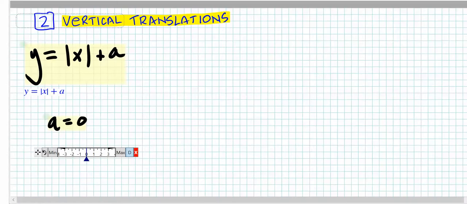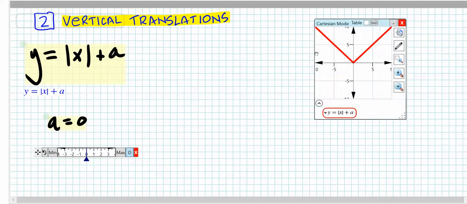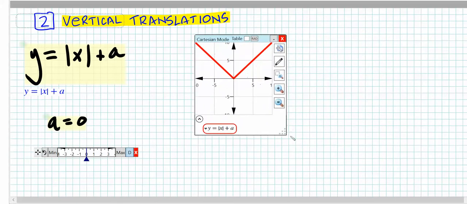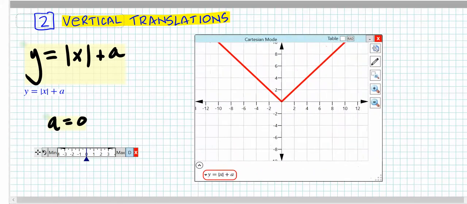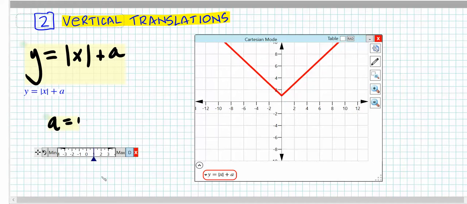Box number 2 is called vertical translations. So take a look at the function I have here: y is equal to the absolute value of x plus some a value. And right now the a value is set to 0. So I'm going to go ahead and graph this for you. And we would obviously see just the regular old absolute value function. But watch the graph as I move the value of a from 0 to 1.